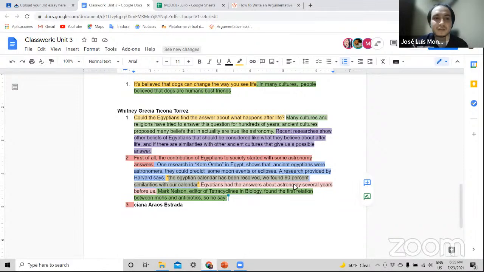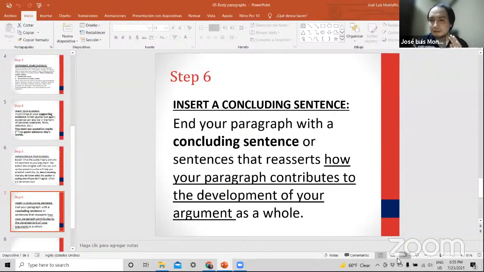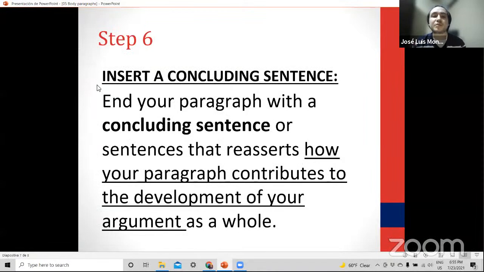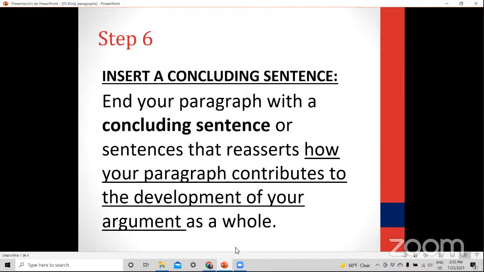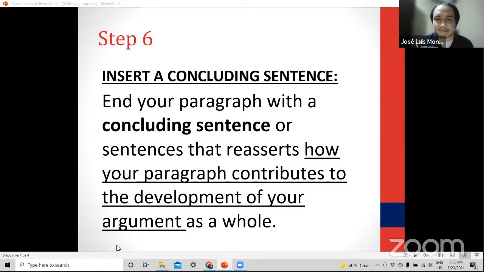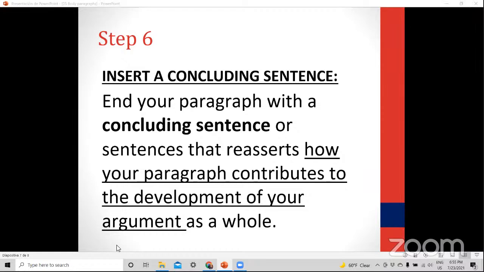And finally, we have the 6th one, which is very short. Please, Whitney, you're going to help me with this one. Step 6, please. Insert a concluding sentence in your paragraph, a concluding sentence or sentences that reflect how your paragraph contributes to the development of your argument as a whole. Thank you very much, Whitney.